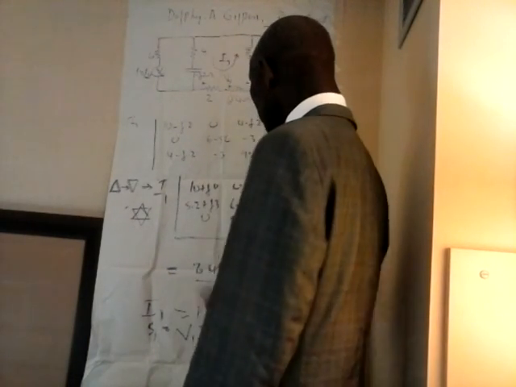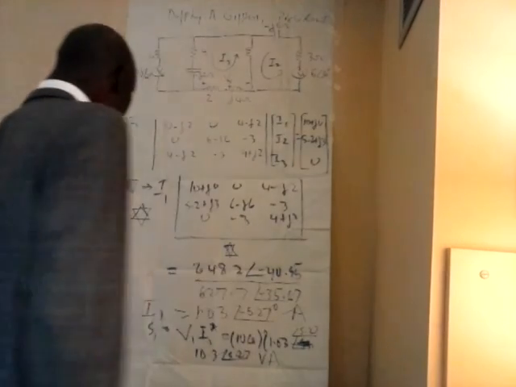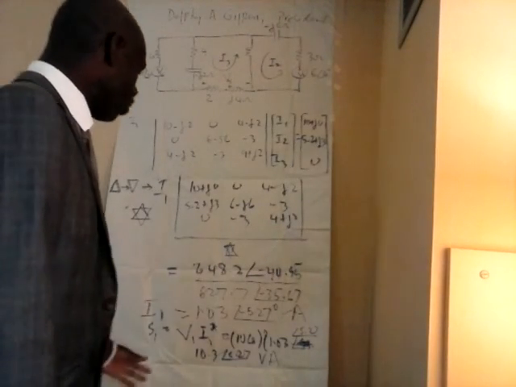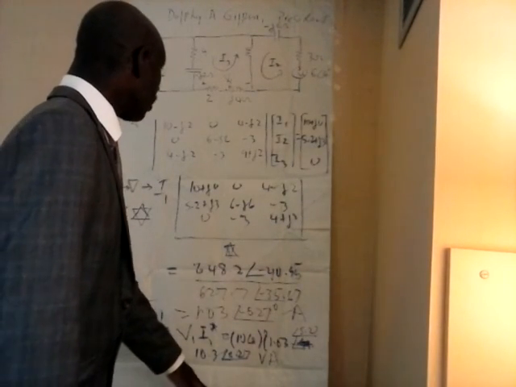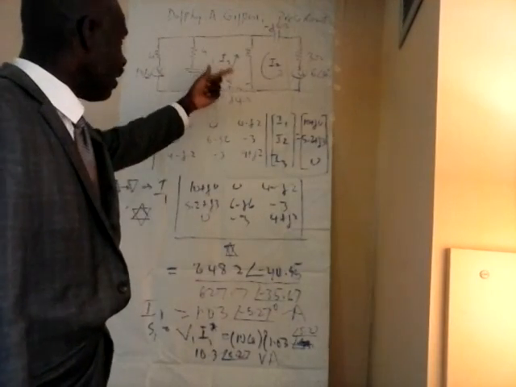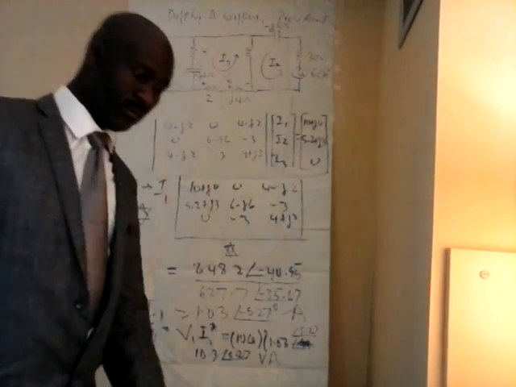And so we'll go over now to find I2 and the corresponding S2 complex power, I3 corresponding S3 complex power, and we're also going to find Vx. So let's take a break.